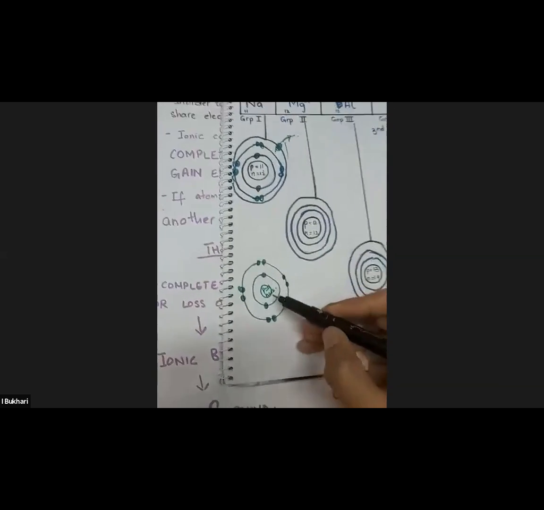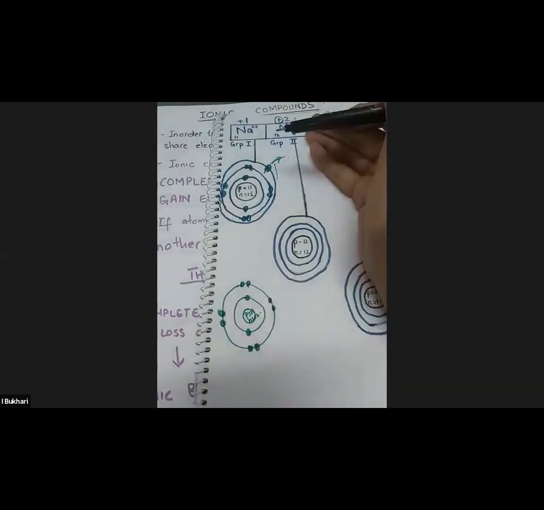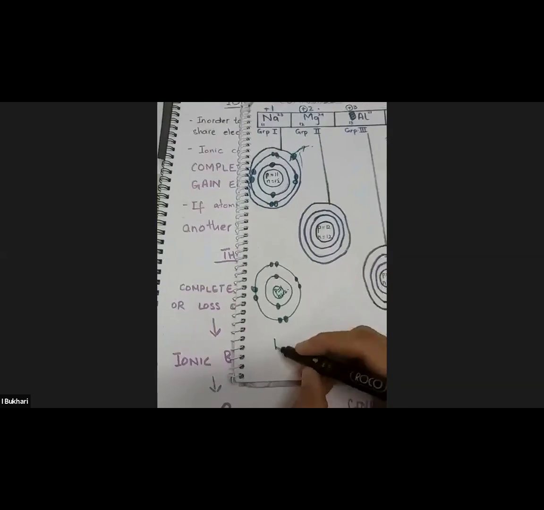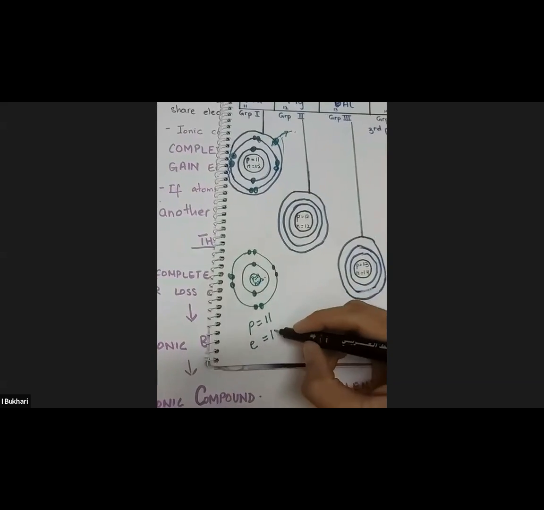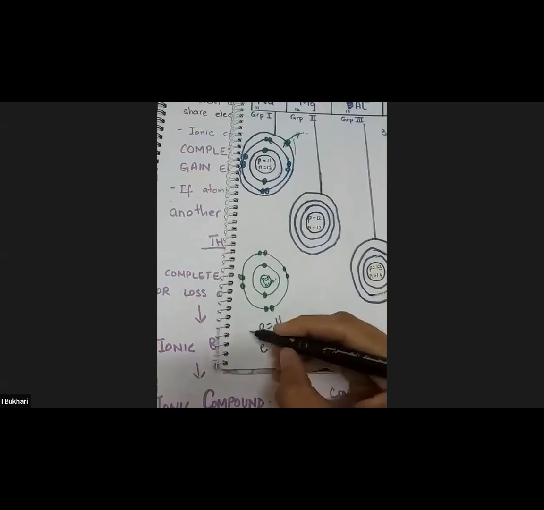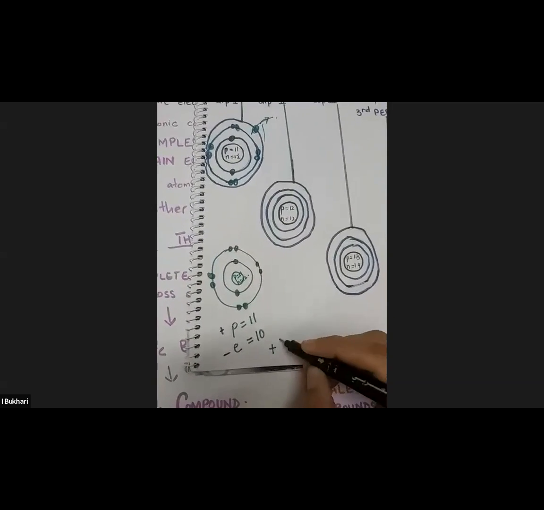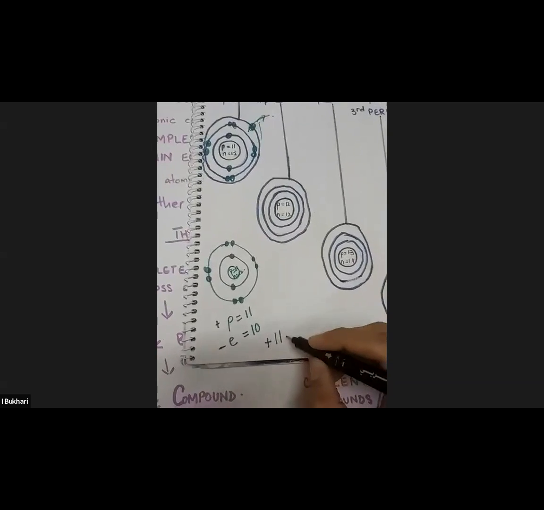Because how many protons does this atom have? Now this has lost the outermost electron. How many protons? Protons is the same, unchanged, which is 11. But the number of electrons is now 10. Right? So protons are positively charged, electrons are negatively charged. So there are 11 positive charges, but only 10 negative charges.